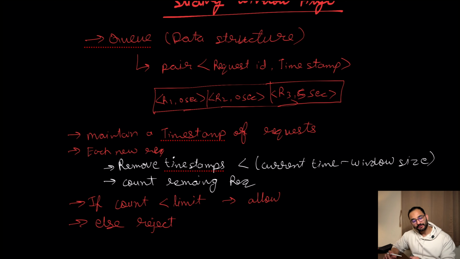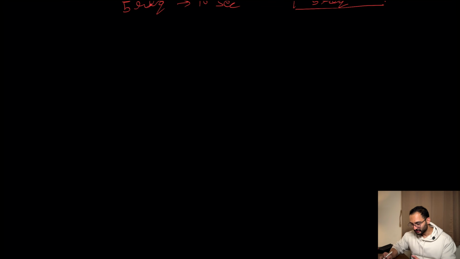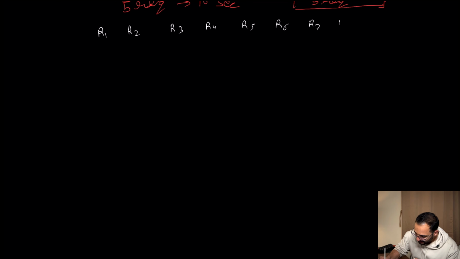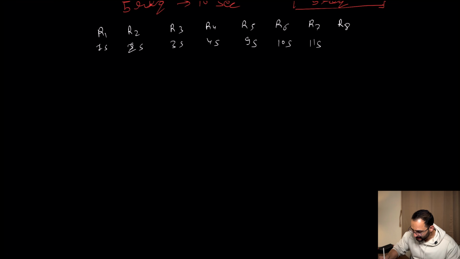Now let's understand the working of the sliding window algorithm with an example. So let's assume we allow 5 requests per 10 seconds. In a 10-second window, we will allow only 5 requests. This is our predefined rule. Let's say we have requests coming at R1, R2, R3, R4, R5, R6, R7 and R8. We have 8 requests. R1 came at 1 second, R2 came at 2 second, R3 came at 3 second, R4 came at 4 second, R5 came at 9 second, R6 came at 10 second, R7 came at 11 second, and R8 came at 12 second.